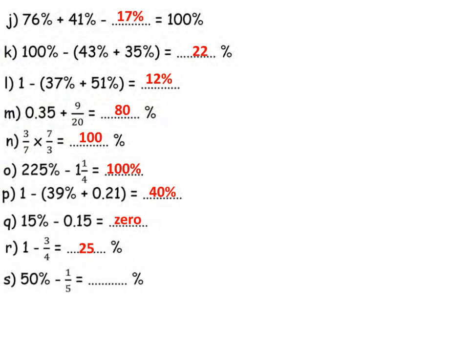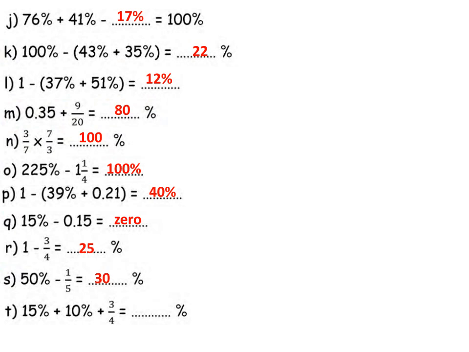Letter S, 50% minus 1 fifth equals. Firstly, we will convert 1 over 5 into a percent. As we know, to convert any fraction or decimal into a percent, we multiply it by 100. 1 over 5 times 100 gives 20. So 50% minus 20% equals 30%.